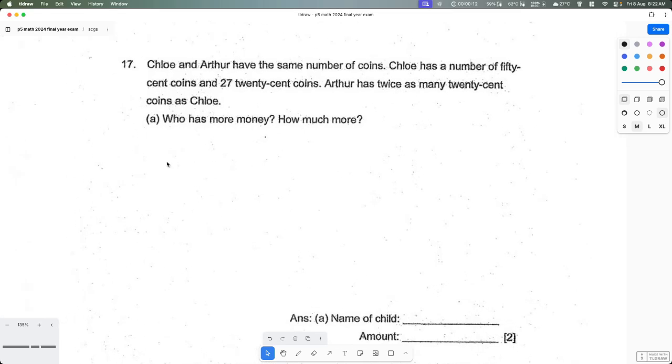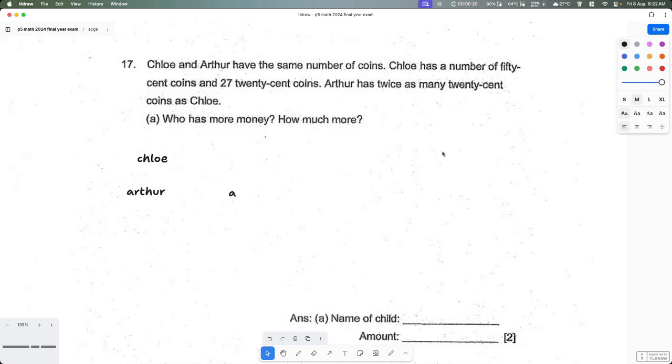Okay, so what we're going to do is draw some models. So we have Chloe, and then we also have Arthur as well. We will start from the end, where it says here Arthur has twice as many 20-cent coins as Chloe.